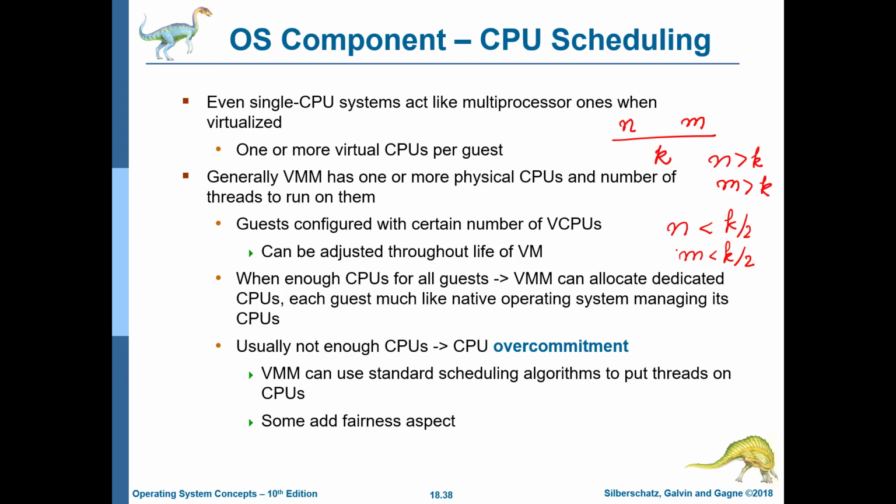So, what we can do in this case, we can give dedicated CPUs to guests, and then our job is very easy. In that case, no CPU scheduling has to be done. Otherwise, what will happen is we'll have CPU overcommitment the moment n plus m is greater than k. So in this case, there is a need for using standard scheduling algorithms. And then again, the same old notions of fairness and sharing and all of those come in.